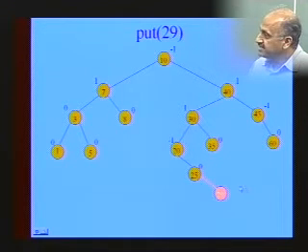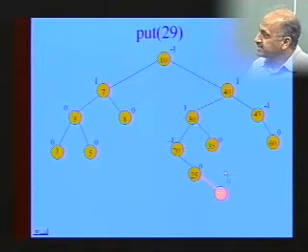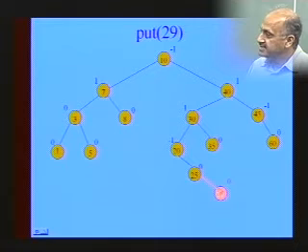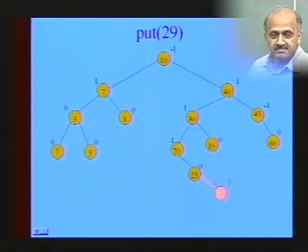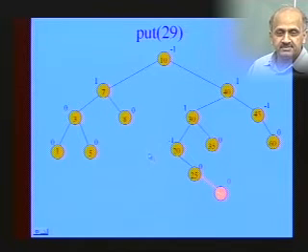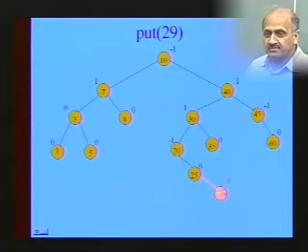Having done the insert, we're now going to set the balance factors, starting from the new node, going back up the tree. The balance factor of the new node is always 0. And the new node always causes the height of that subtree to increase by 1. So long as the height changes, you have to go further up the tree. Once the height doesn't change, you can stop. All right, so the height of this subtree has changed, has gone up by 1.